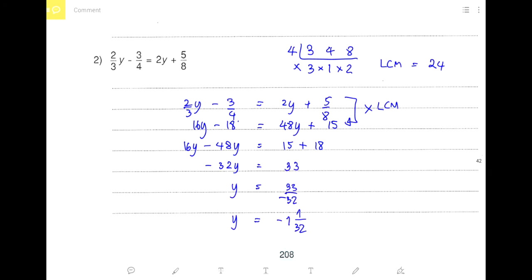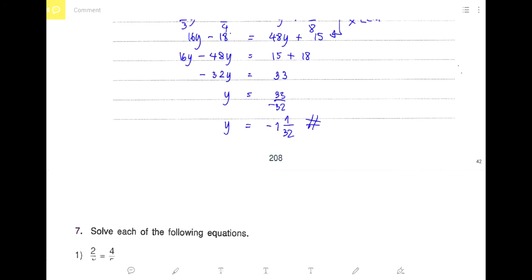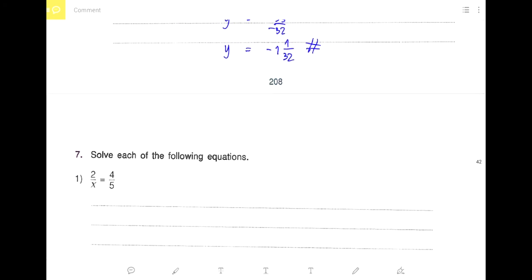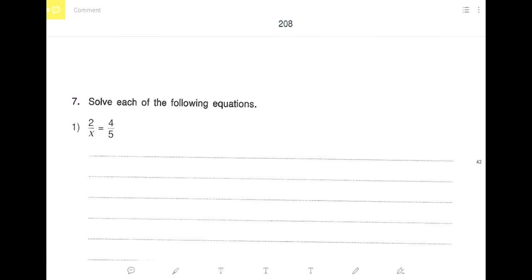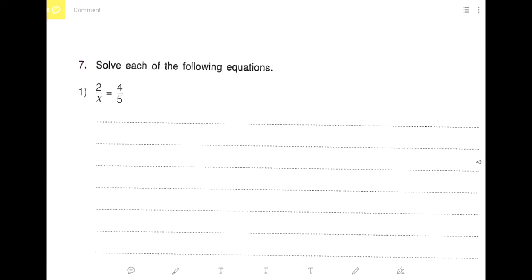Okay, we get to the next problem now. Next problem. This one is easy. Okay, let's write it down: 2 divided by x is equal to 4 divided by 5. This problem is very easy. You just have to cross multiply.